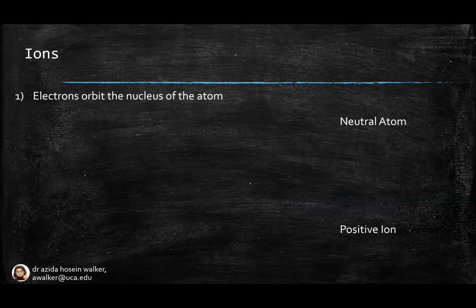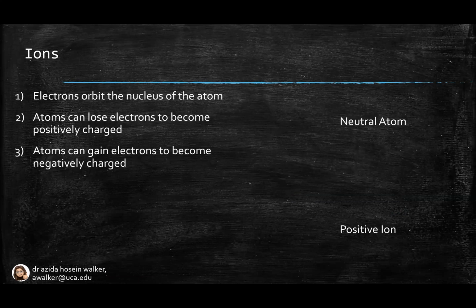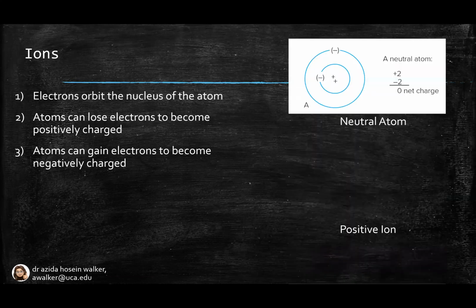Now, electrons orbit the nucleus of the atom, and atoms can lose electrons to become a positively charged ion, called a positive ion. Atoms can gain electrons to become a negatively charged particle. If we're looking at the neutral atom, it's neutral because we add the positive charges and the negative charges together to get the total charge in the atom. So typical atoms are neutral.